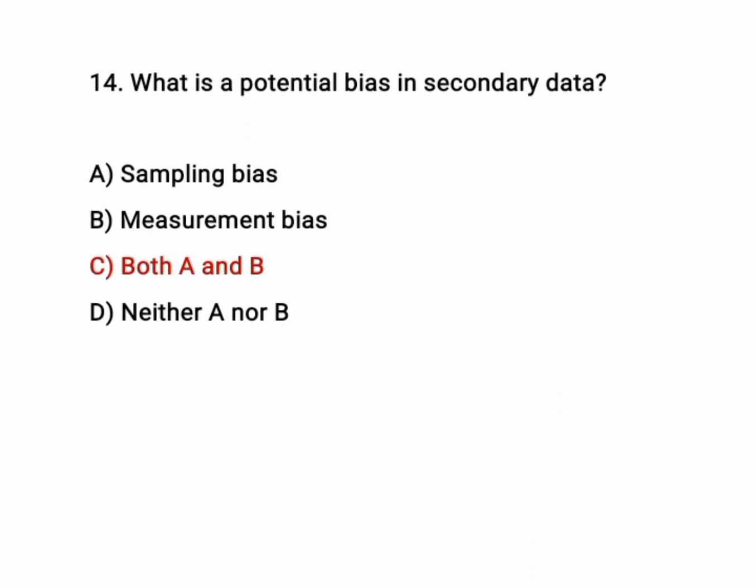Okay, question number 14. What is potential bias in secondary data? The correct option is C. Both A and B. It means sampling bias, measurement bias in secondary data.